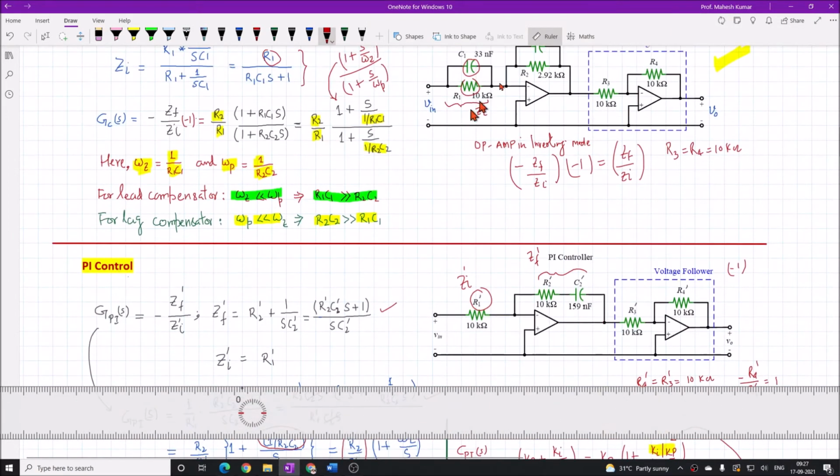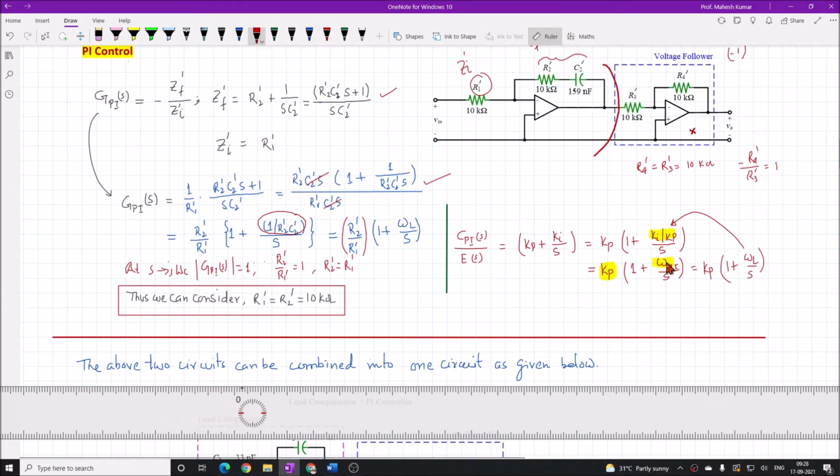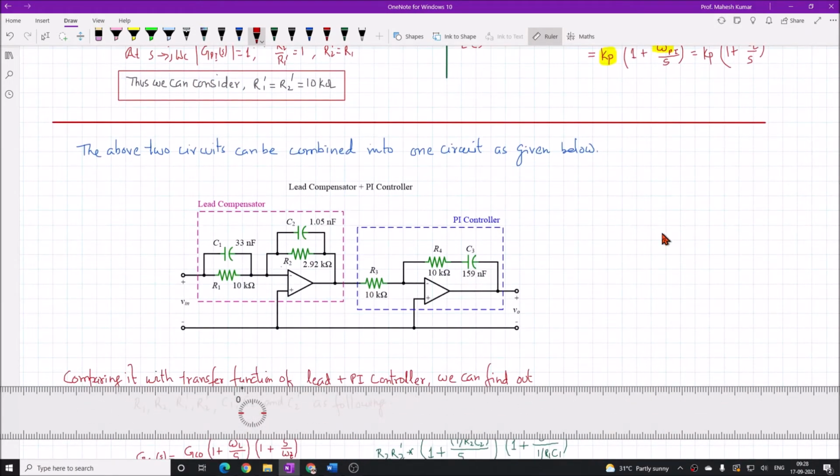Now these two circuits can be combined because they will come in a cascaded mode. First PI controller, then you can put the design, the lead compensator. So these two stages, this is negative gain and this is the negative gain as well. So negative into negative become positive. Then this stage is not required. Therefore, the combined operation of PI controller and the lead compensator is shown by this network. So this is the lead compensator plus PI controller.